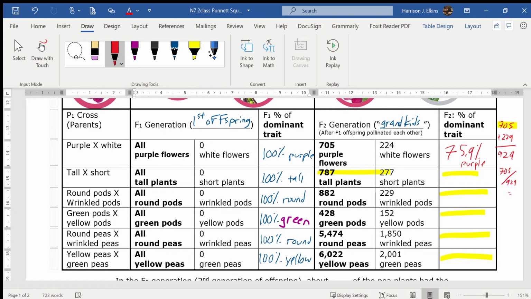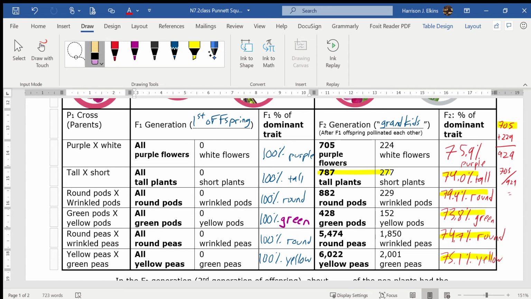All right, after you've calculated that, you should have found that 74.0% of them were tall, 79.4% were round pods, 73.8% were green pods, 74.7% of the F2 offspring had round peas, and 75.1% had yellow peas.